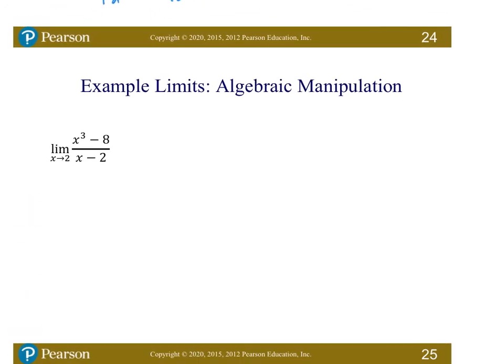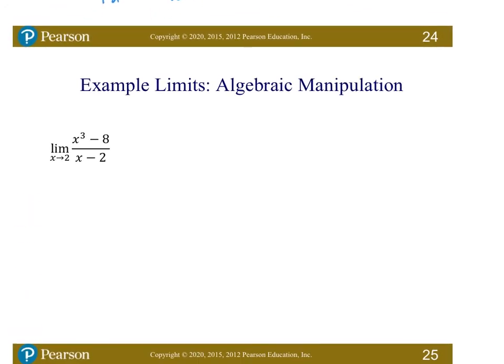This is our last example. So I'm going to take the number 2 and I'm going to substitute. When I substitute, I don't need to write limits. So I'll have 2 cubed minus 8 over 2 minus 2. That's 8 minus 8 over 2 minus 2, which is the indeterminate form, 0 over 0.